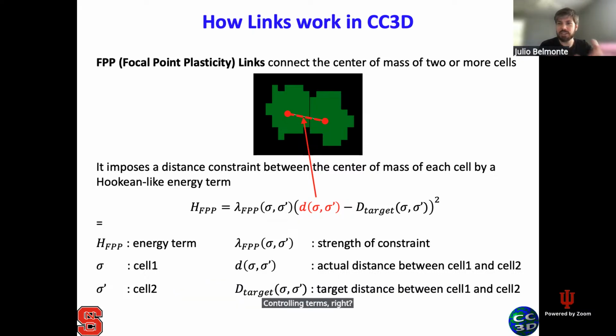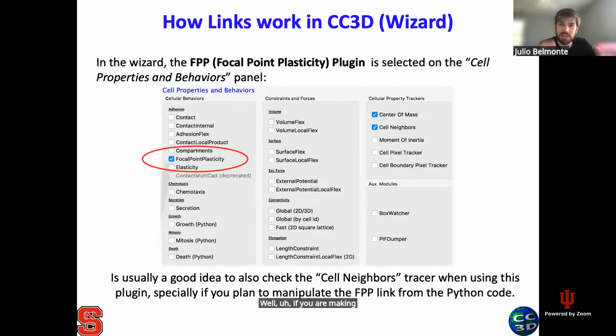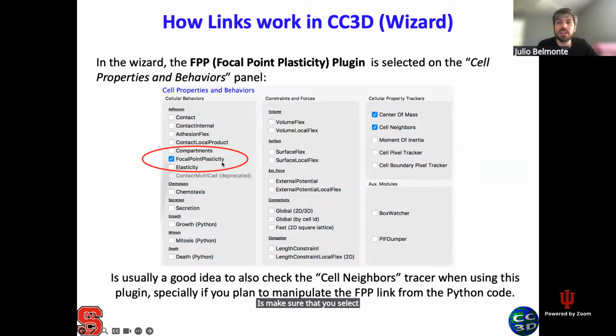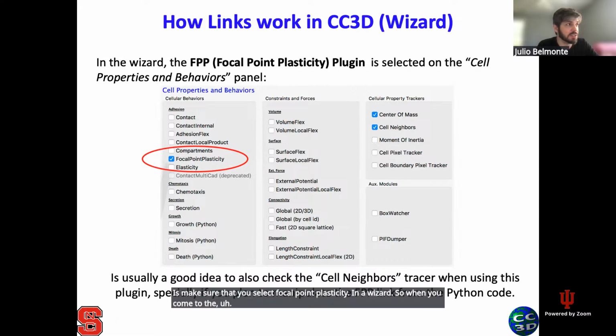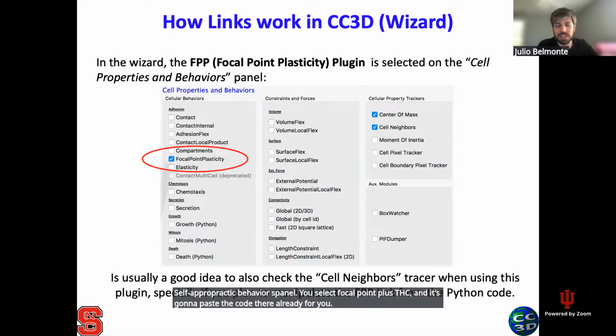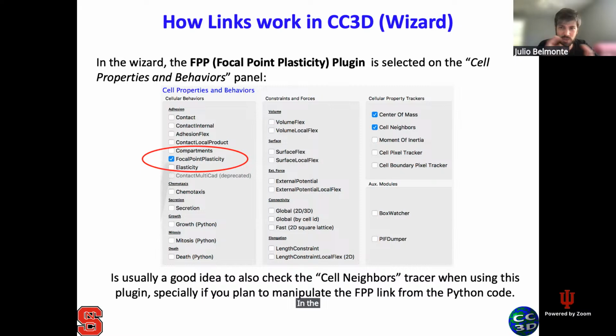And then you may be asking, okay, how do I add this to my code? Well, if you are making your code anew from the wizard, what you have to do is make sure that you select Focal Point Plasticity in the wizard. When you come to the cell properties and behaviors panel, you select Focal Point Plasticity, and it's going to paste the code there, ready for you in the XML, to create the links between the cells.